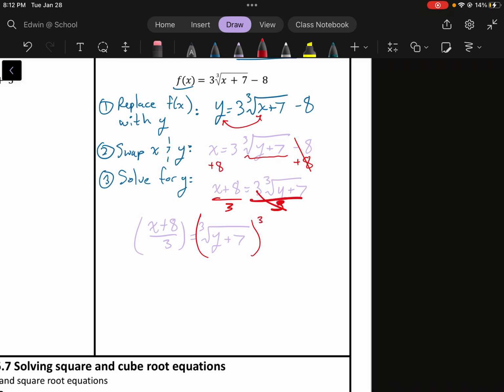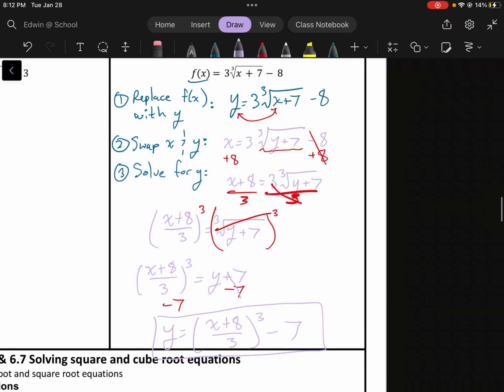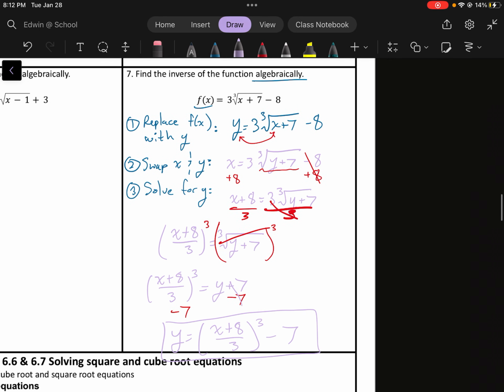And the opposite of cube root is going to be to cube both sides. That's going to give us x plus 8 divided by 3, cubed, equals y plus 7. The last step, of course, is to get rid of that 7 at the end. So we end up with y equals x plus 8 over 3, cubed, minus 7 on the outside. And it's that simple. We just have to use these algebraic manipulations so that we solve for y equals after we swap it.